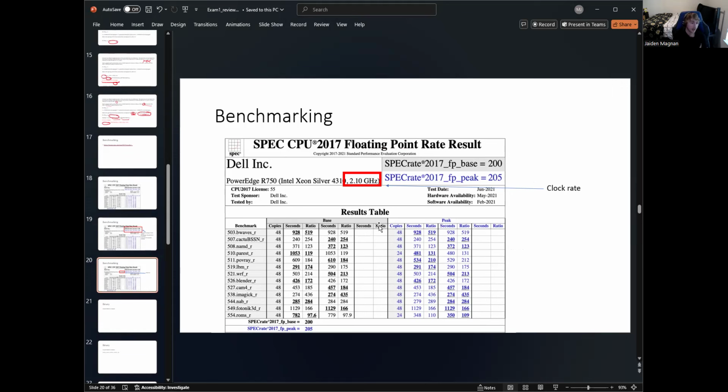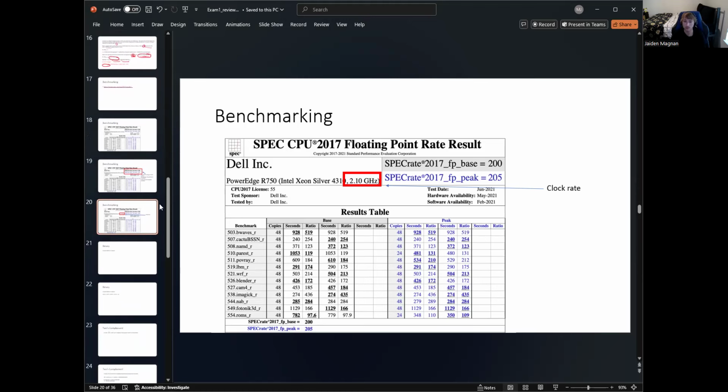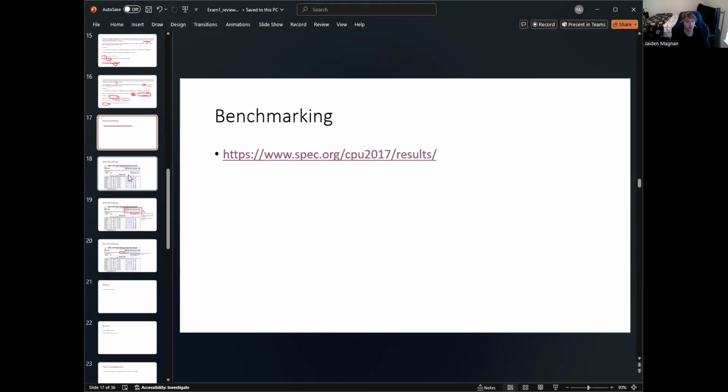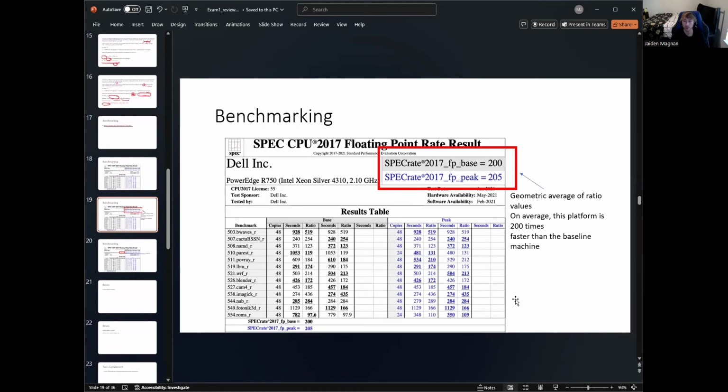I don't believe there are any practice exams posted. However, these review slides and the discussion slides and the homework in general are very similar to what you'll be seeing. So does anyone have any questions on these benchmarking questions? I think they're pretty straightforward. Just understand these speed ups and know your clock rate.